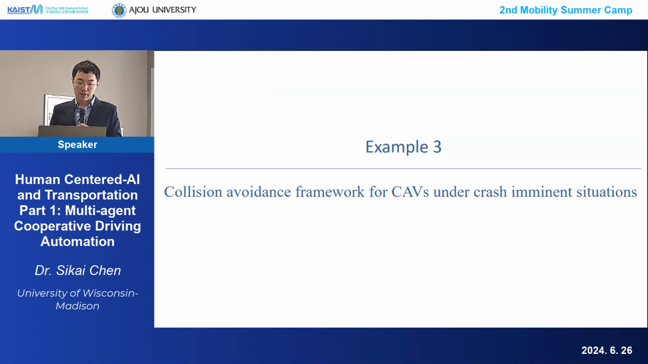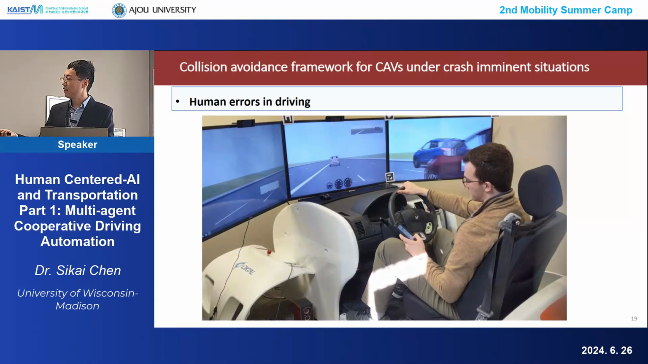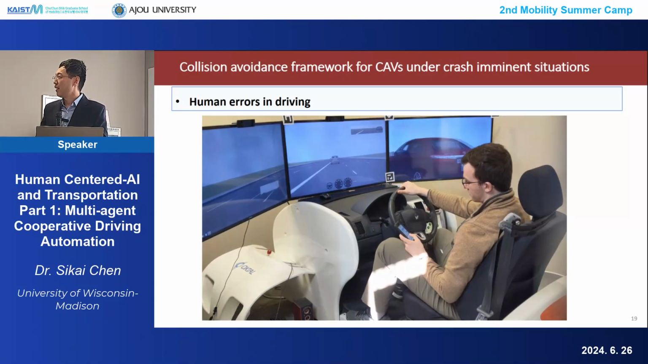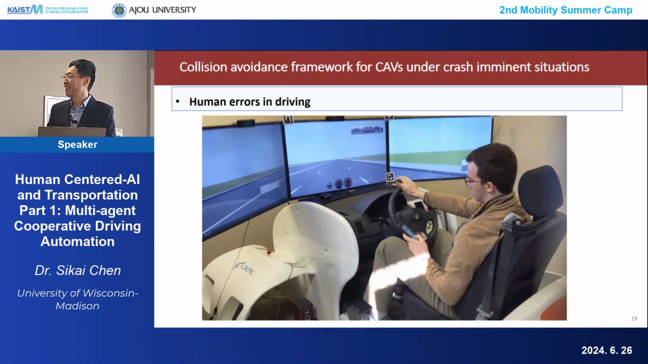Example 3, collision avoidance framework for CAV under crash imminent situations. We had a graduate student at Purdue, Mr. Trevor Moore, driving on the road, not wearing the seatbelt. Don't do this. Also playing with his phone. Please also don't do that.